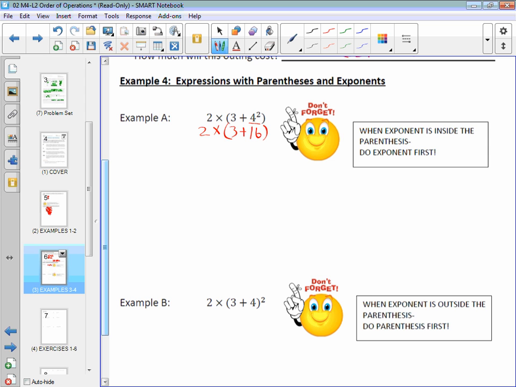All right, Alex Wicks, what goes to battle next? 2 times 3. Oh, wait, no, 3 plus 16. Right, because parentheses has power over multiplication and addition. What is 3 plus 16? Bring down all the survivors. Last battle. 2 times 19. And done.